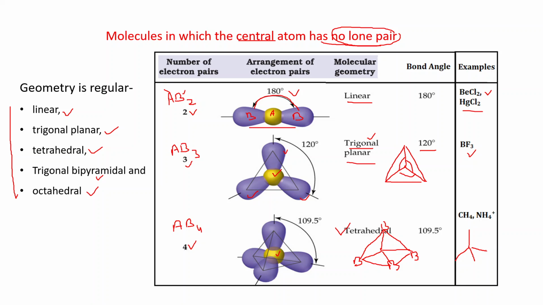This is a tetrahedral geometry. And all the 4 bond angles are the same, and this is 109.5 degrees. Actually, this is 109.28 degrees, but approximately we will take it as 109.5 degrees. Examples are CH4 and NH4 plus.